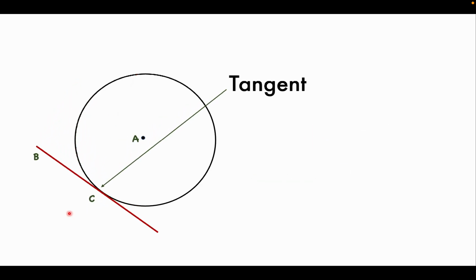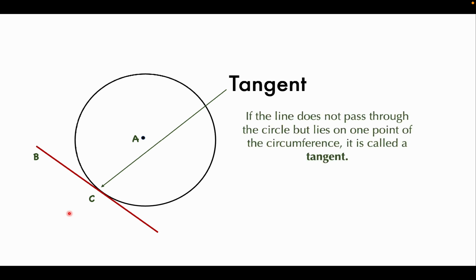Next, what if the line doesn't pass through the circle? So if the line does not pass through the circle but lies on one point of the circumference, it is called a tangent. Ano? So a tangent, sumabit lang siya, nagkataon, sumabit siya dun sa one point of the circle. So, hindi siya pumasok sa loob, nandun lang siya sa labas. This is what you call a tangent. Okay? So, what is the name of this tangent? This is tangent BC or line BC.